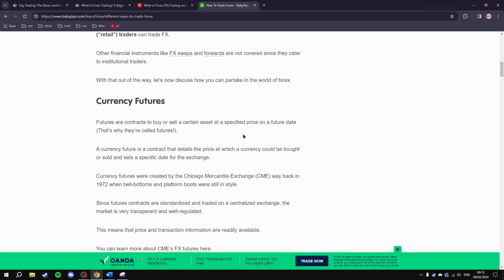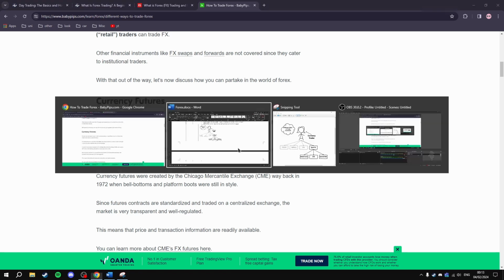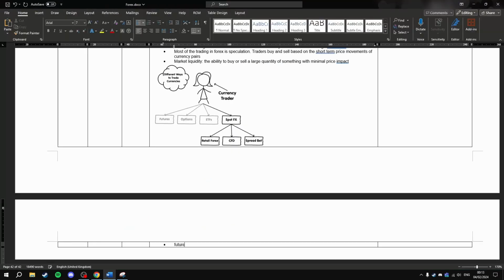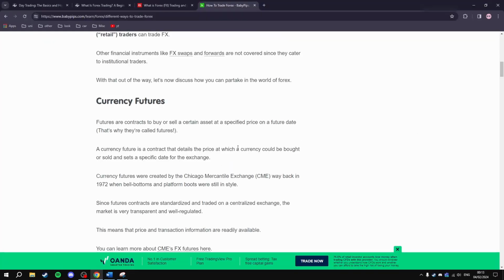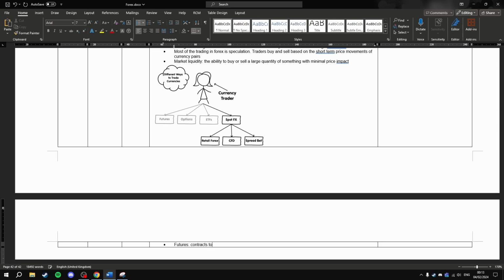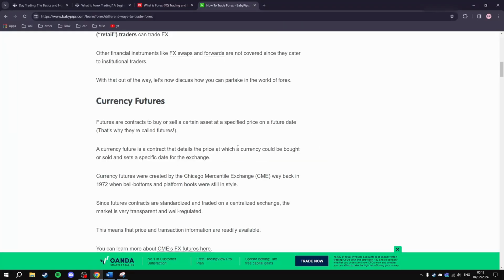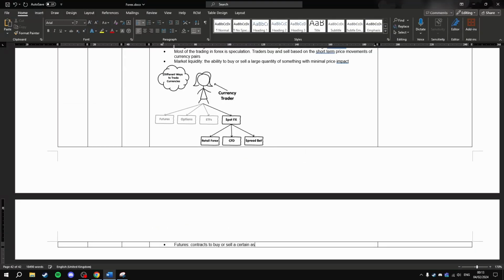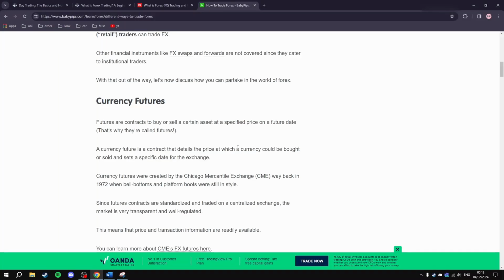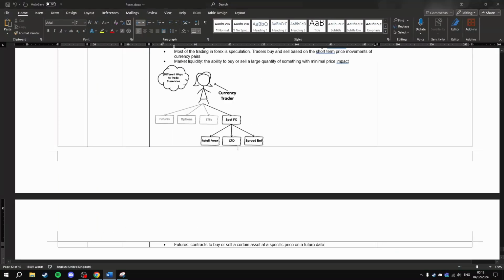Currency futures. Futures are contracts to buy or sell a certain asset at a specific price on a future date. That's why they're called futures. Right, okay, so futures. Contracts to buy or sell a certain asset at a specific price on a future date.